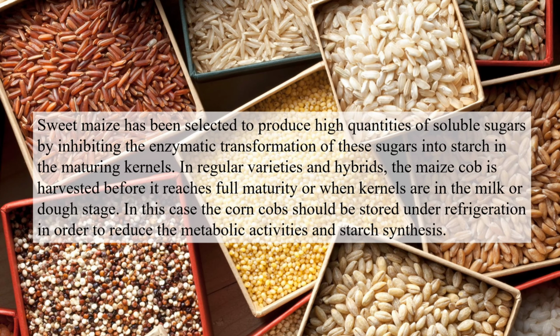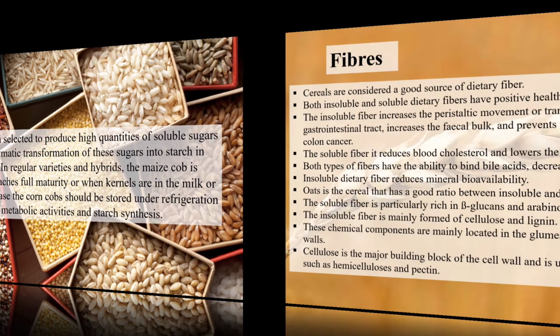Sweet maize has been selected to produce high quantities of soluble sugars by inhibiting the enzymatic transformation of these sugars into starch in the maturing kernels. In regular varieties and hybrids, the maize cob is harvested before it reaches full maturity or when kernels are in the milk or dough stage. In this case, the corn cob should be stored under refrigeration in order to reduce the metabolic activities in starch synthesis. The next component is fiber.